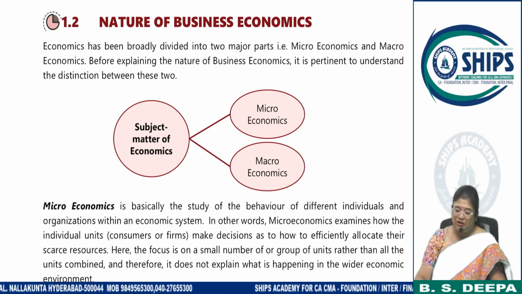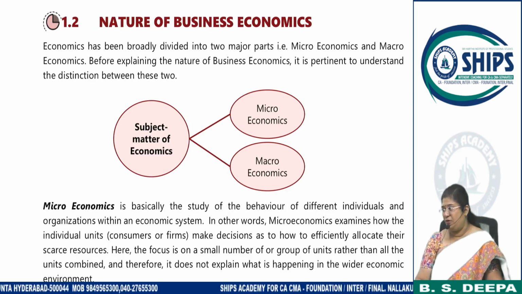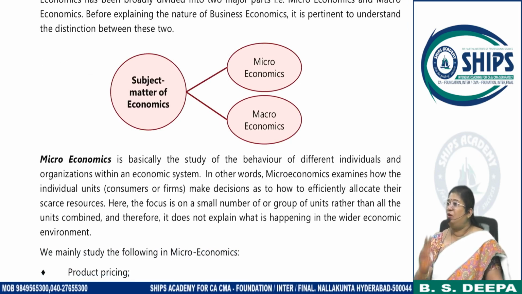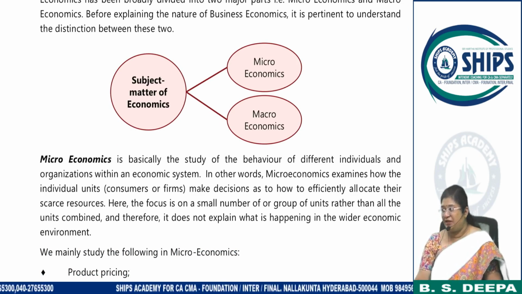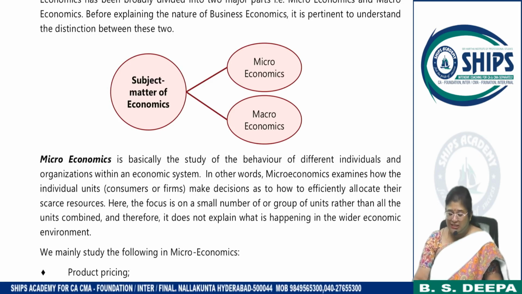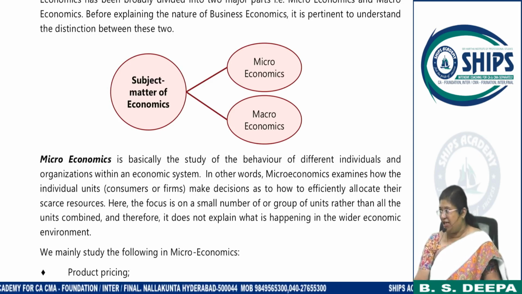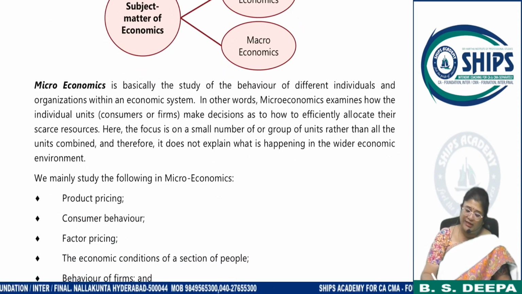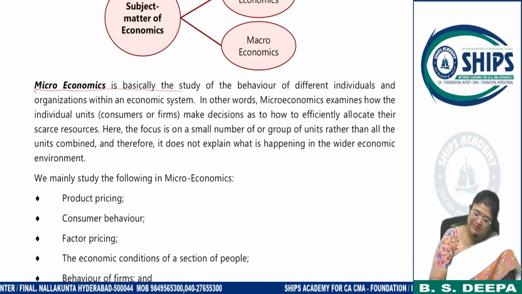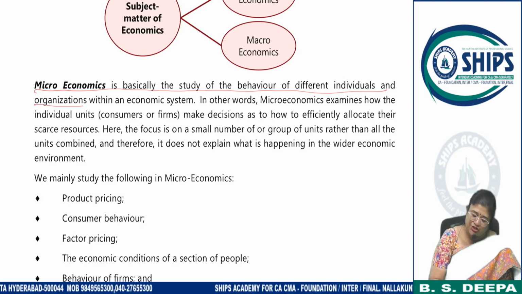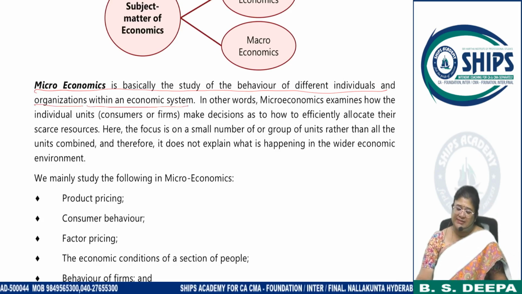Okay, so this is where we are talking about the nature of business economics. Basically when we talk about the subject matter, we talk about two concepts. One, microeconomics and macroeconomics. Yesterday I was talking about this particular concept, isn't it? So let us look at it a little bit more in detail, right? So what is microeconomics? If you look at it here, you find microeconomics is basically the study of behavior of different individuals and organizations within an economic system.